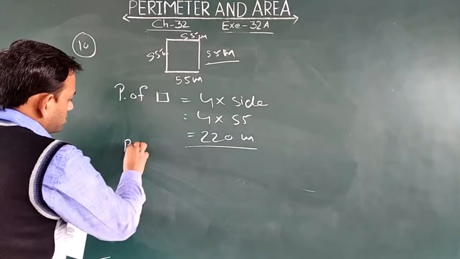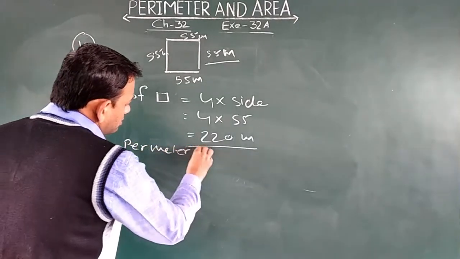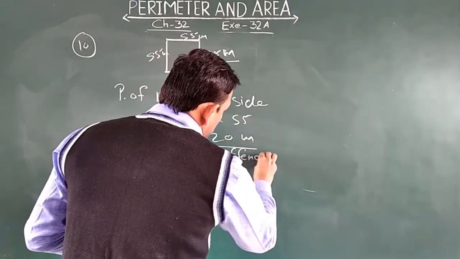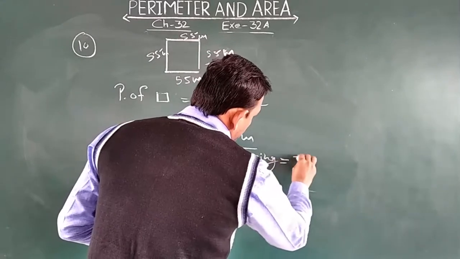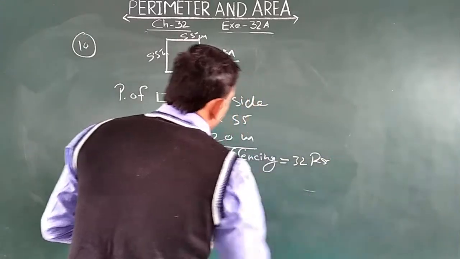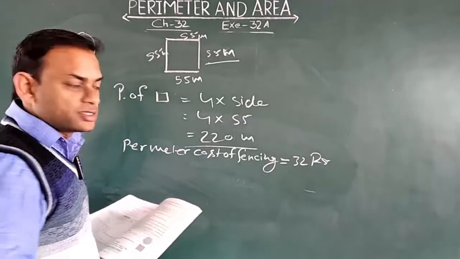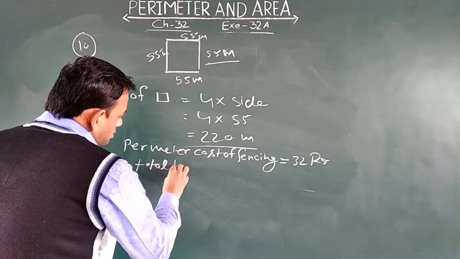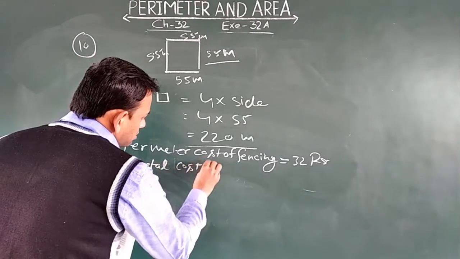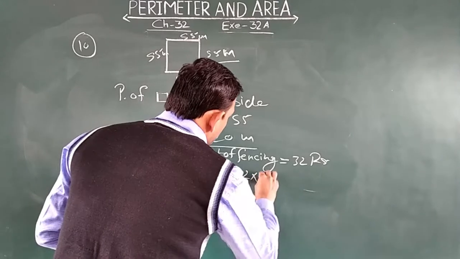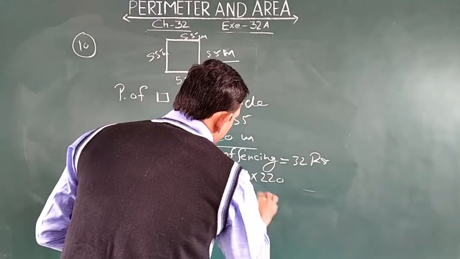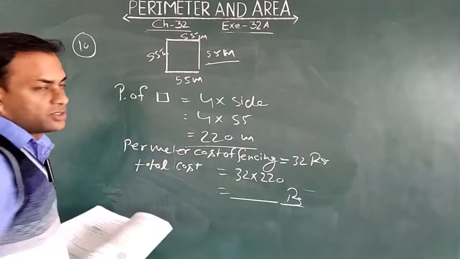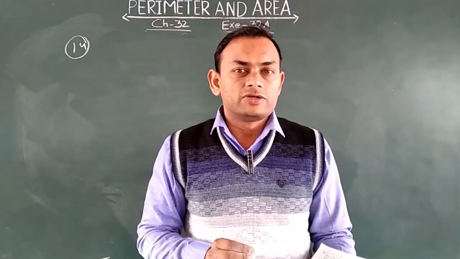And the per meter cost of fencing is given as 32 rupees. So what will be the cost of the 220 meter? So the total cost will be 32 into 220. You will just multiply and you will get the answer in rupees. Okay, same question is there. After that, I am just going to tell you question number 14.